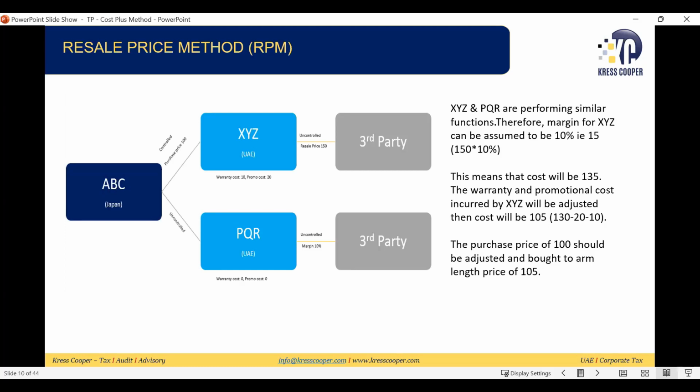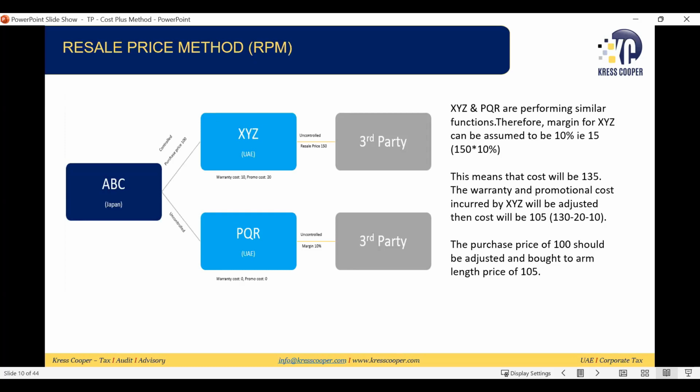And if the operations are similar, if XYZ and PQR are performing similar functions, then we can assume that both of them would have a similar margin, let's say 10%. If both companies have a 10% margin, then, as we discussed in the first slide, we need to adjust the price by this margin. If we adjust it by this margin, the cost remaining would be 135.